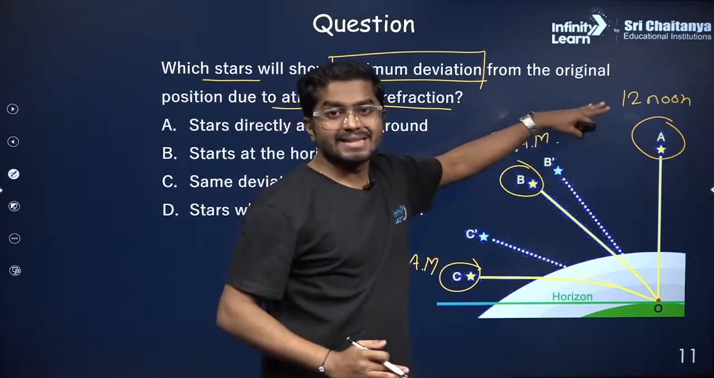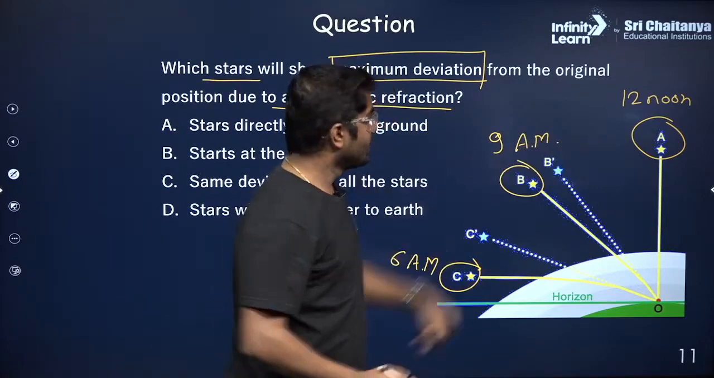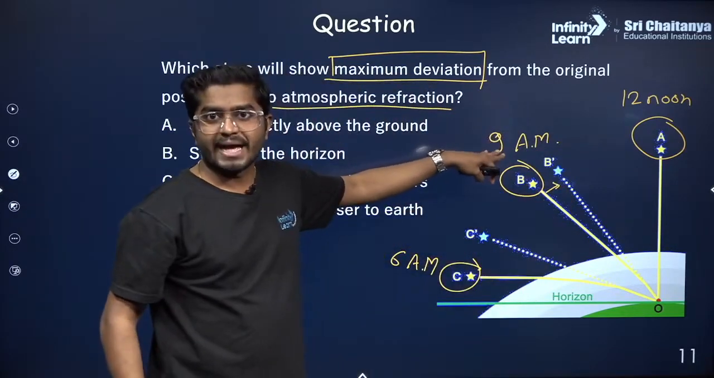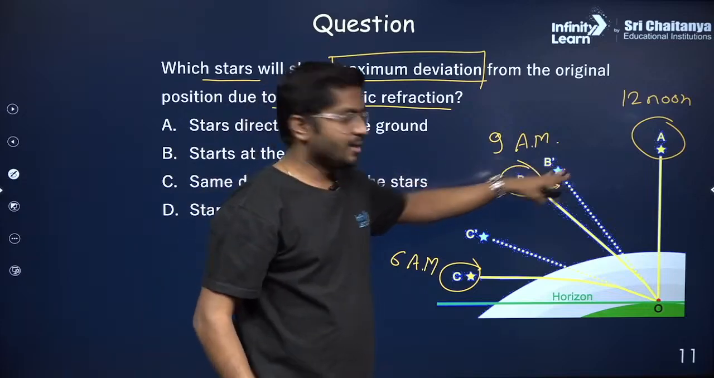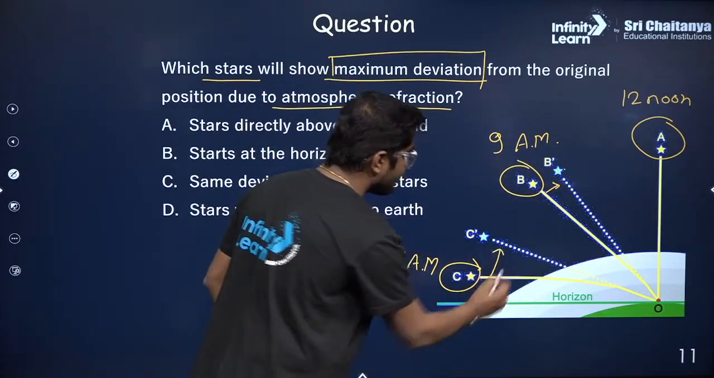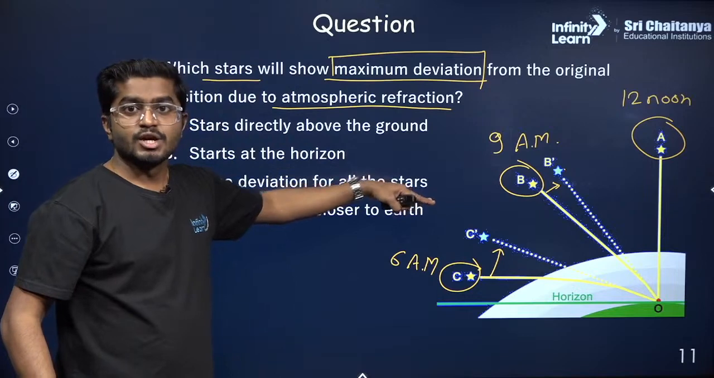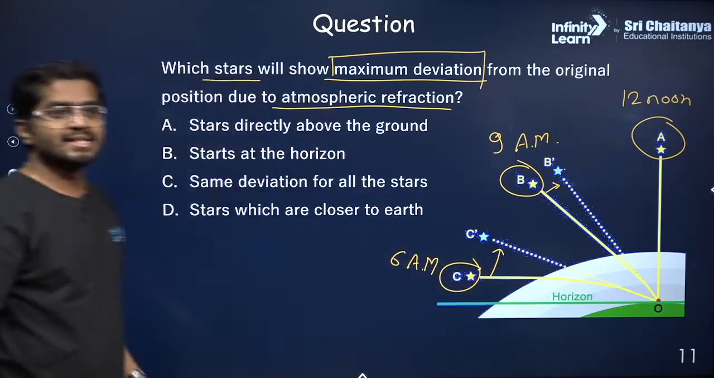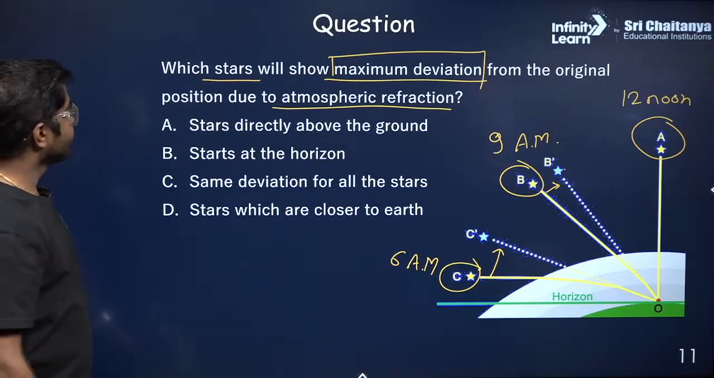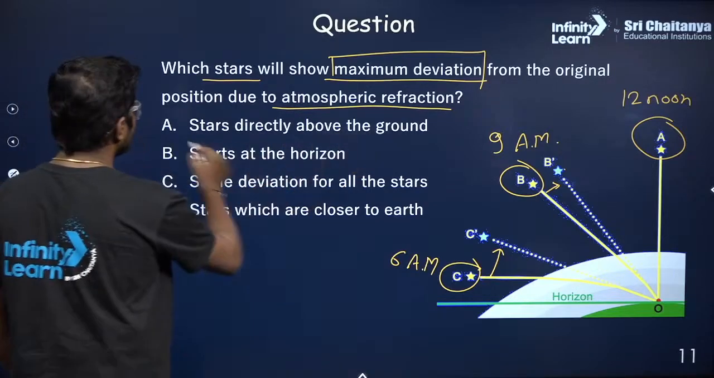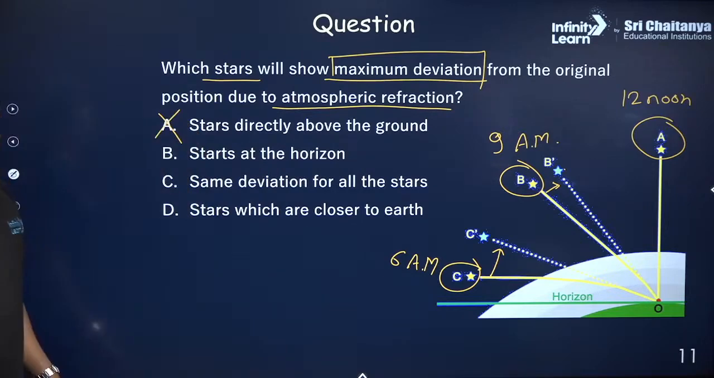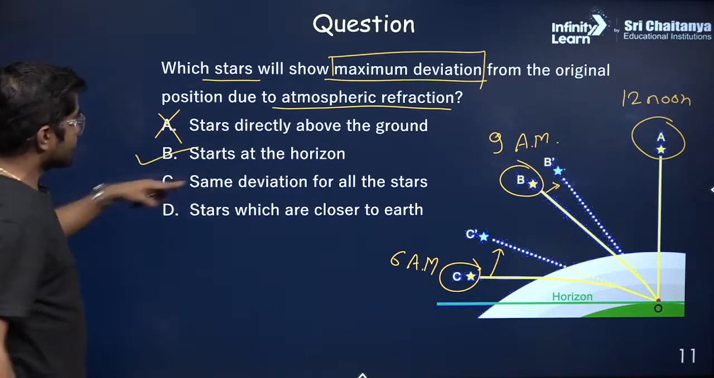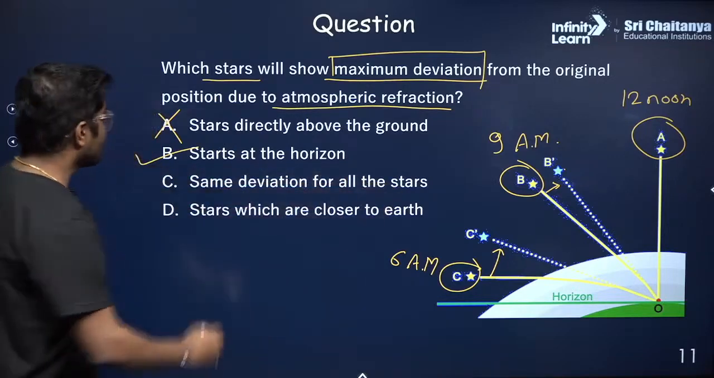The apparent and the real position are the same. If the star is at 9 AM or 9 PM, there is a slight deviation. But when the star is here, there is a maximum deviation. So when is the maximum deviation? When the star is near the horizon. So the option star directly above the ground is wrong. Stars at the horizon, that is correct. Same deviation for all the stars, that is not correct.